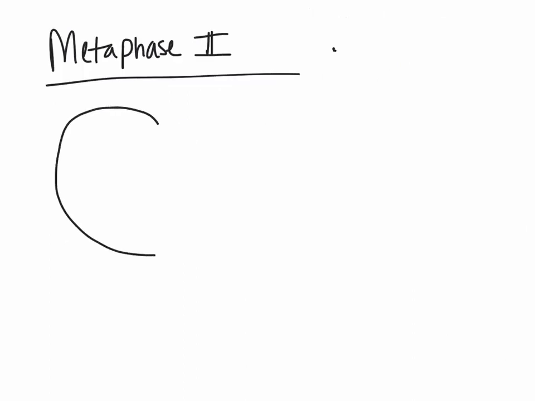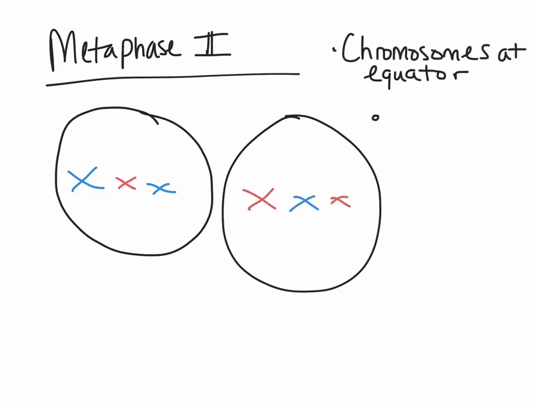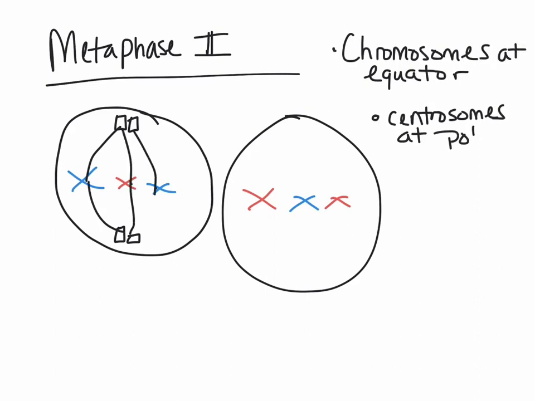The next step is metaphase II. During this phase, the chromosomes of each cell will line up along the cell equator. During this time, we also see that the centrosomes have reached the poles. The spindle fibers have lengthened and are now attaching to the centromere of each chromosome.